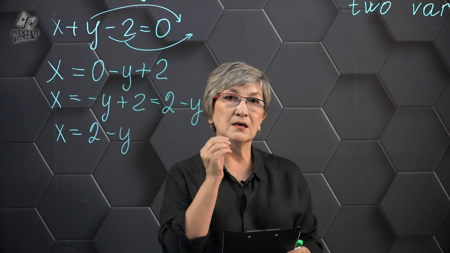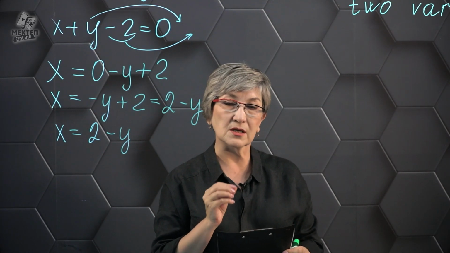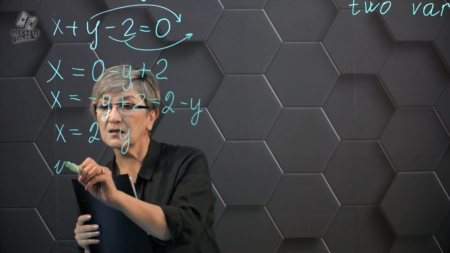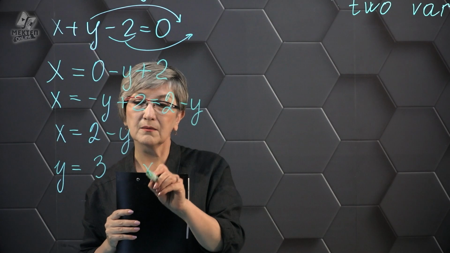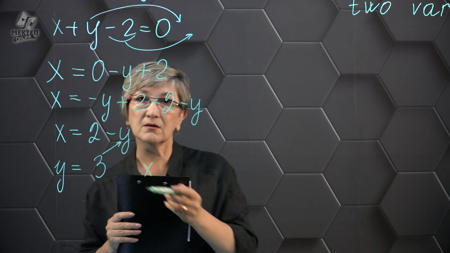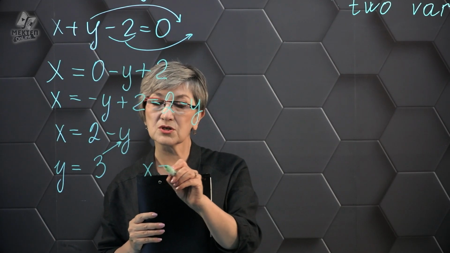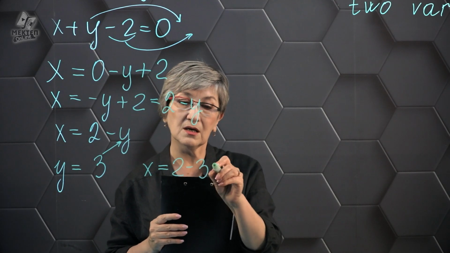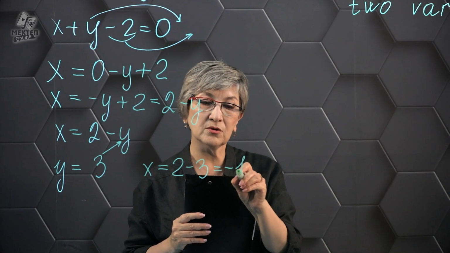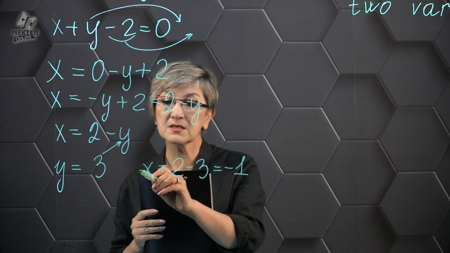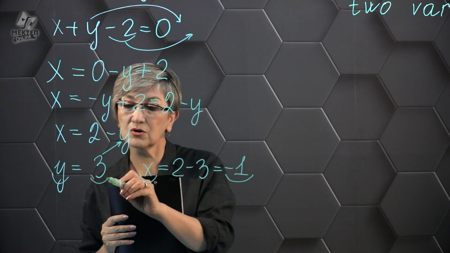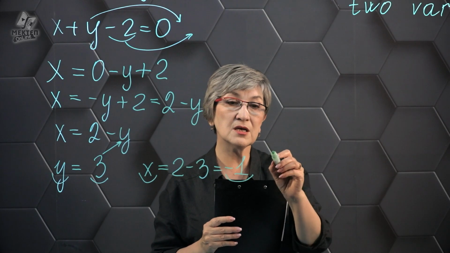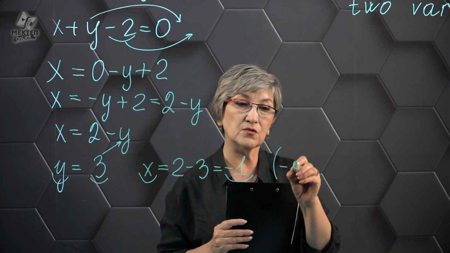And now we can write any numbers instead of y. Instead of y, let's write down a number equal to 3. And then when we substitute the number 3 into our equation, we get x equals 2 minus 3. And that will result in x equals minus 1. Then we know that if x equals minus 1, then y will equal 3. We have found the first solution to our equation. Let's write it down as minus 1 and 3.